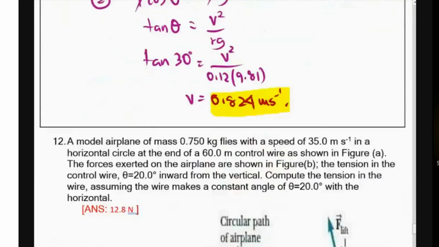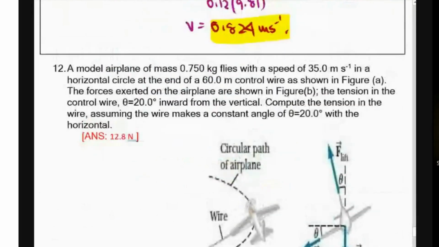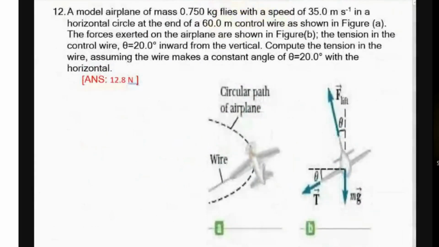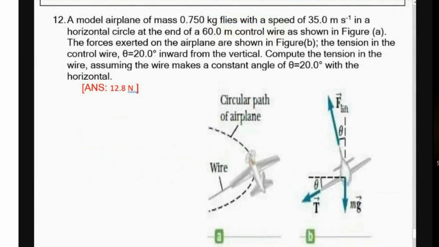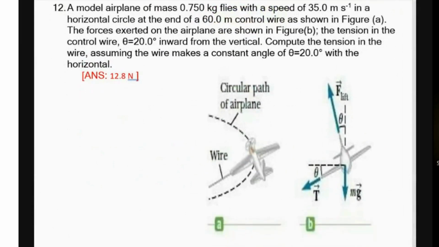Question 12. A model airplane. This is the airplane. The mass is given, M, so the mass is 0.75 kilogram, with a speed. So V is given, 35 meter per second, in a horizontal circle at the end of a 60 meter control wire.